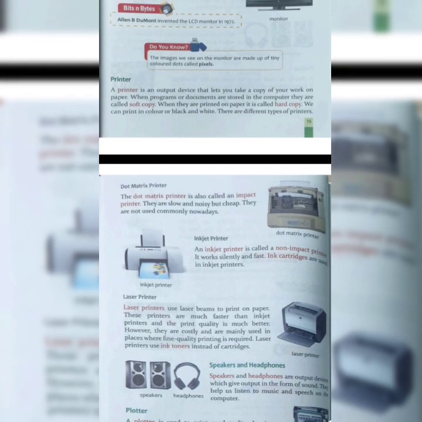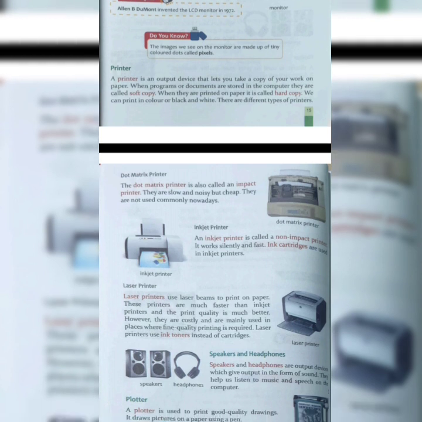Dot matrix printer. The dot matrix printer is also called an impact printer. They are slow and noisy but cheap. They are not used commonly nowadays. These days we do not use this kind of printer. It was used way before; I remember when I was in class 10 and 12, this was vastly used. Nowadays digital printers have taken over our daily life.